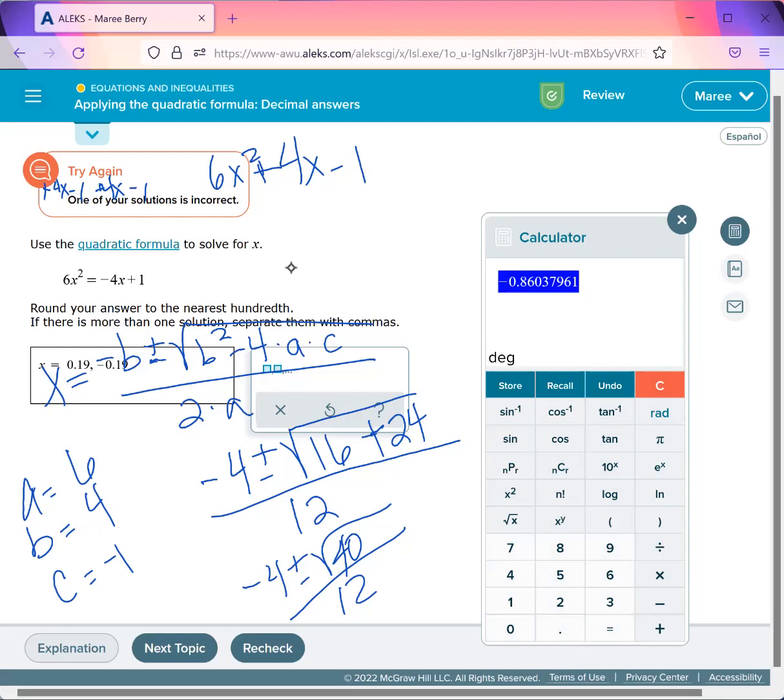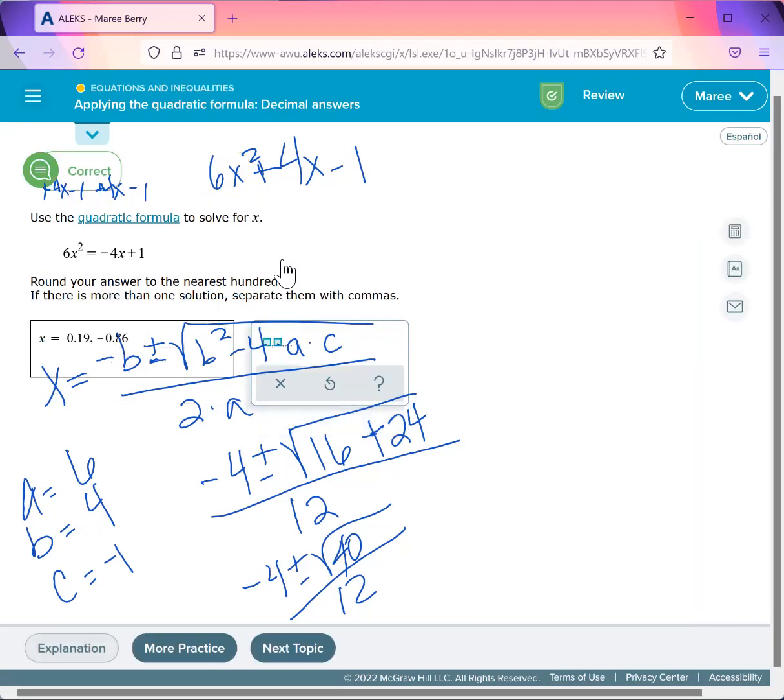Oh, wow, that one's totally different. So we want to change this to negative 0.86. I wonder what I typed in before. I'm going to have to recheck that. Rewatch the video. Okay, that's the end of the lesson.